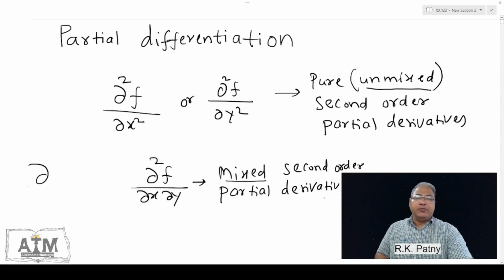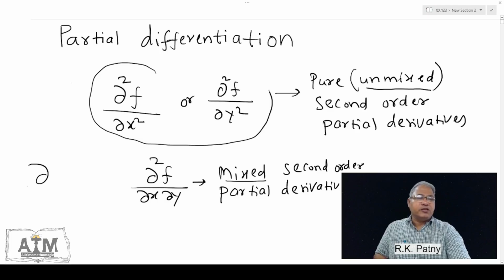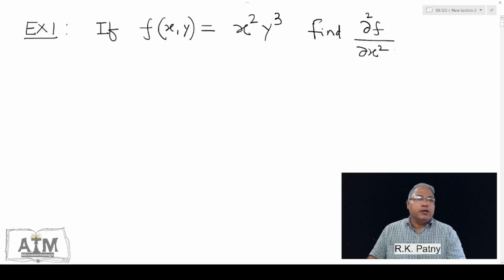order partial derivative. In today's video, I am going to teach you how to find the second order partial derivative of the unmixed type. Now let us take some examples. Here is example 1: f of xy equals x square y cube is given, and we need to find the second order partial derivative with respect to x, that is del 2f by del x2, equals how much?